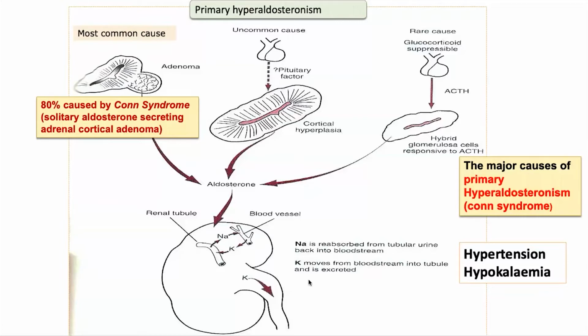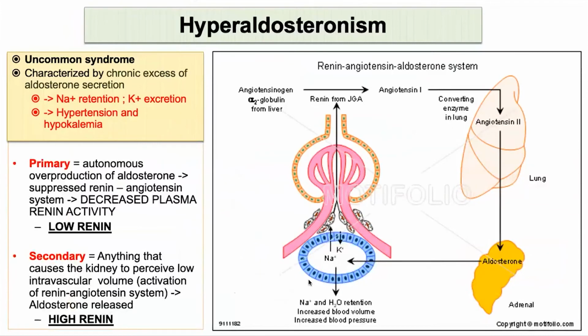All right. So hyperaldosteronism, as I told you, we have primary and secondary. Primary is due to the production of aldosterone by an adrenocortical adenoma.